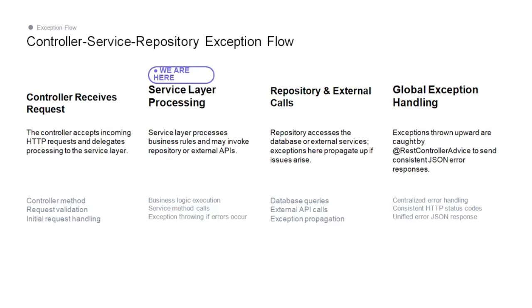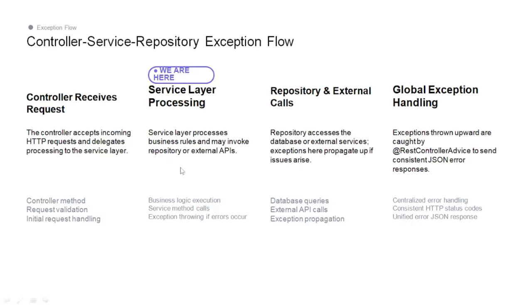Controller, service, repository exception flow. Typically in a Spring Boot microservice, you will be having a controller. The controller will be calling the service. The service, if you are using JPA, will be calling JPA, and JPA will be talking to the database. So at each level, this is how you have to handle the exceptions.